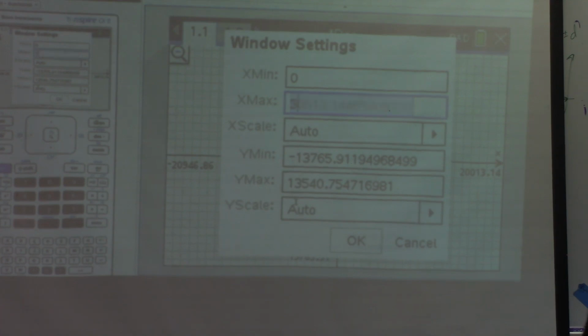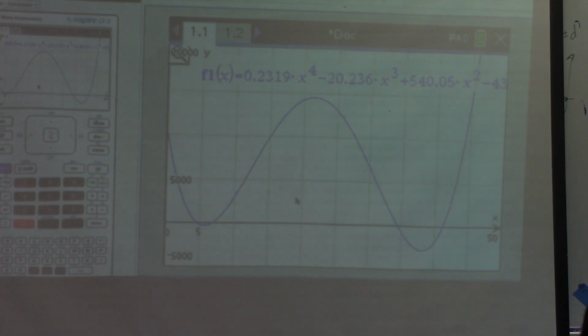50. What's the scale they go by? Notice it says x scale. What do they go by? 5. What's the minimum y value? Negative 5,000. Then a y max. 20,000. And what scale do they go by? 5,000, right? Ah, that looks pretty darn close to what I see on their paper, doesn't it?